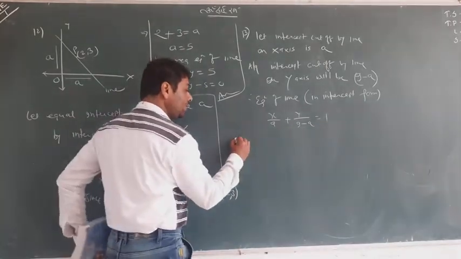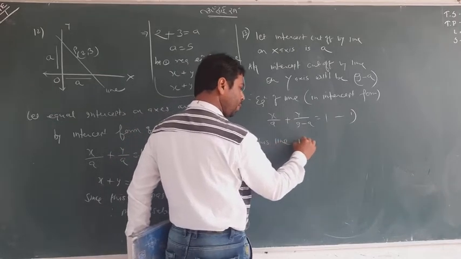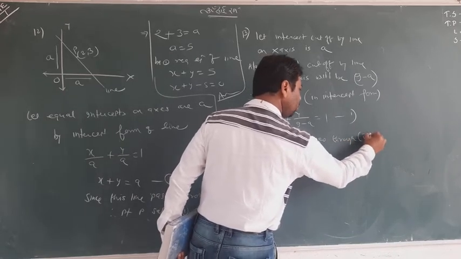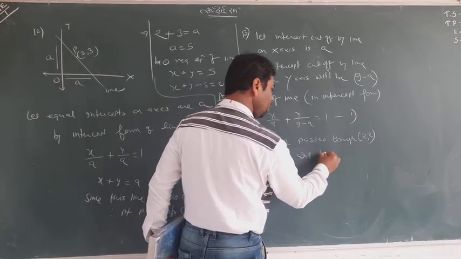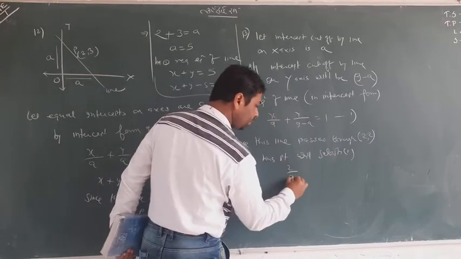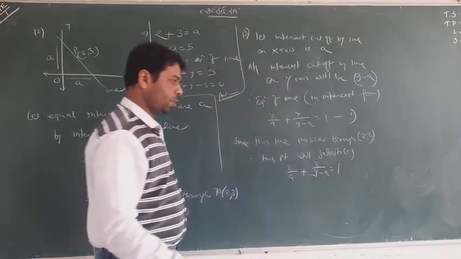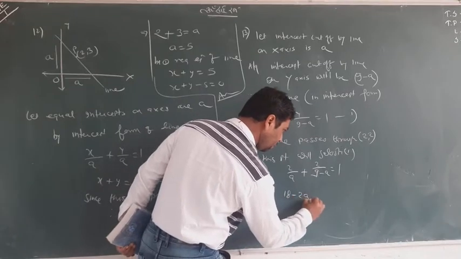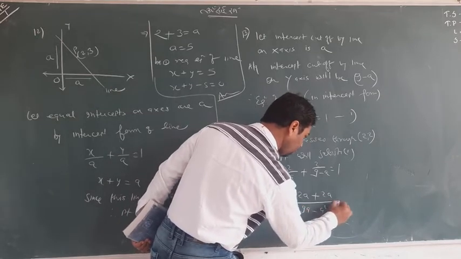It is given that this line passes through (2, 2), so this point will satisfy the equation. So 2 will be here, 2 by A, and 2 by 9 minus A equal to 1. Now I take the LCM. 2 times (9 minus A) is 18 minus 2A, plus 2A, upon A times (9 minus A), which is 9A minus A square, equal to 1.